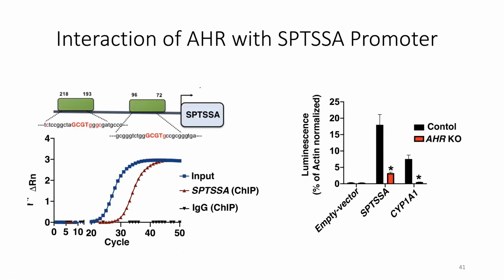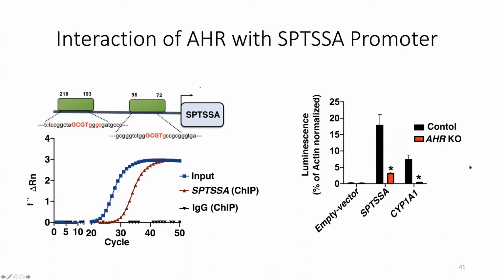We looked at a number of these genes for functional response elements. I'll just show you the data from one, which is the small subunit of SPT. It has two predicted response elements. And by qPCR, we found that we could immunoprecipitate the promoter DNA for this gene, compared with, say, a control IgG, showing that the promoter is occupied by AHR.